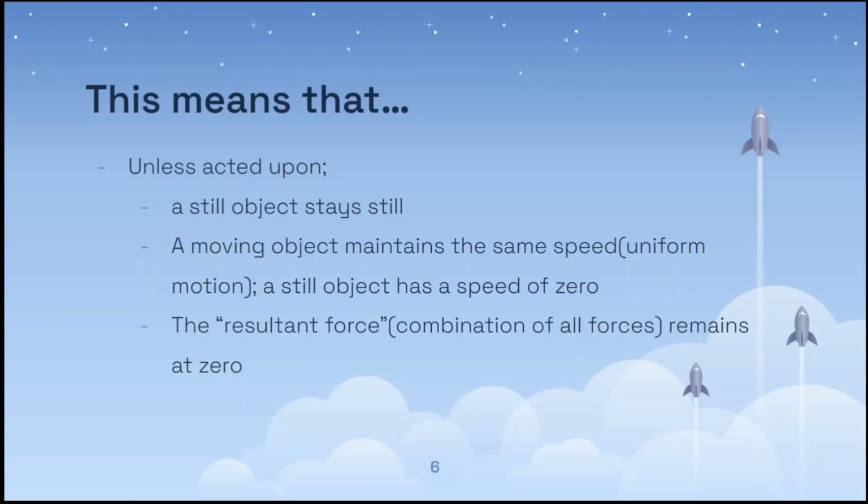This is because the resultant force is zero, the resultant force being the combination of all forces acting upon it. Similarly, if an object is moving at constant velocity, unless another external force acts upon it, it will remain at constant velocity as the resultant force is zero. A still object does have a speed of zero, as such, the same logic can be applied.